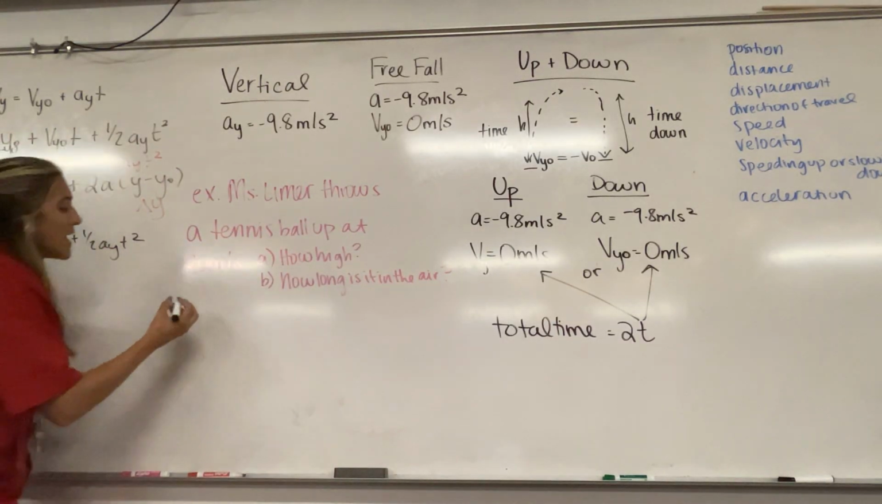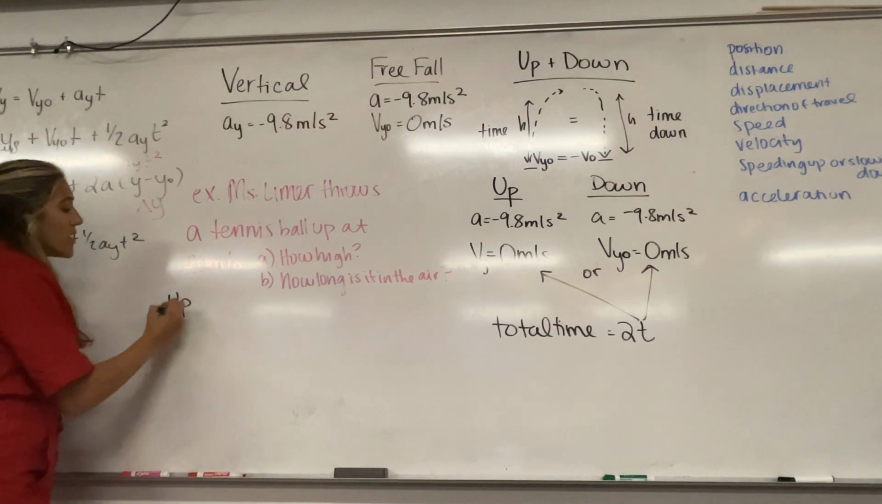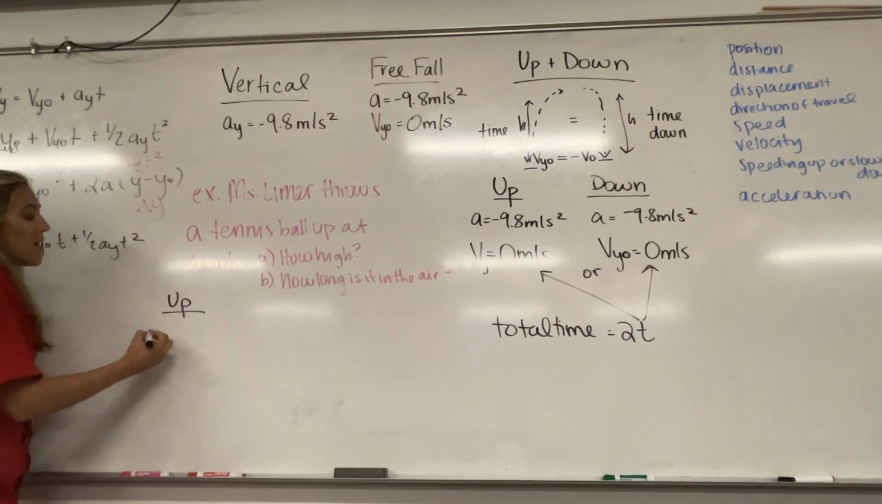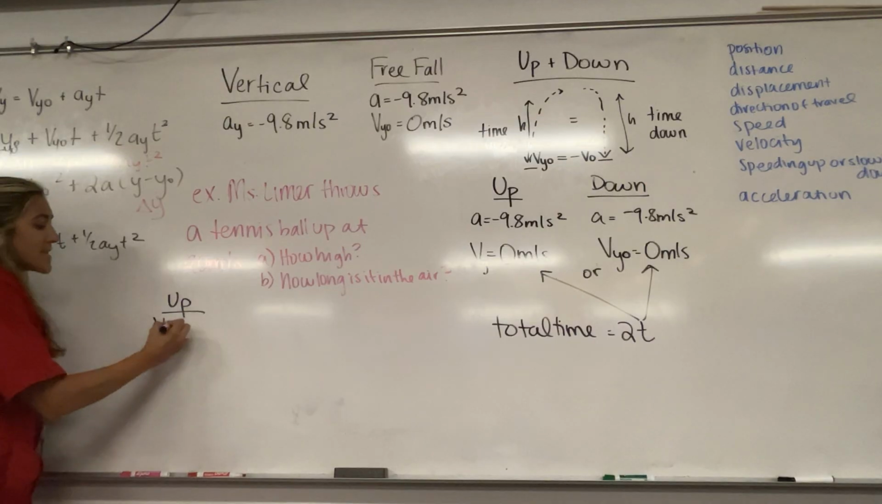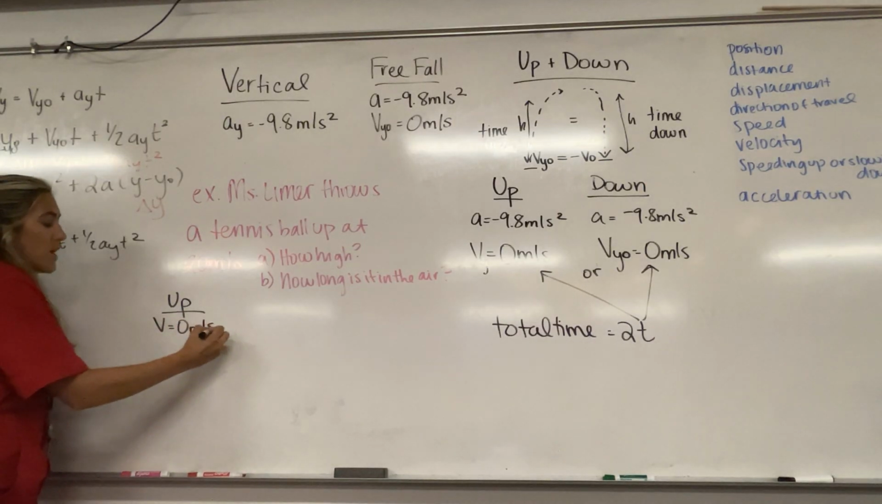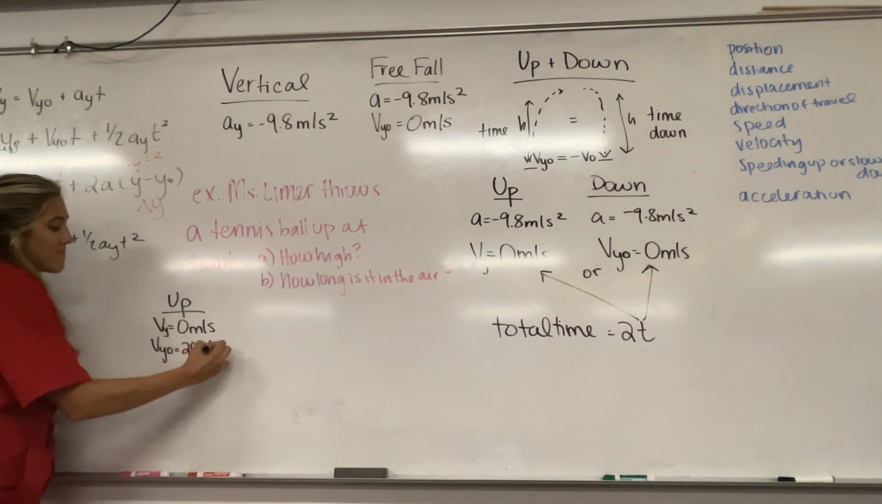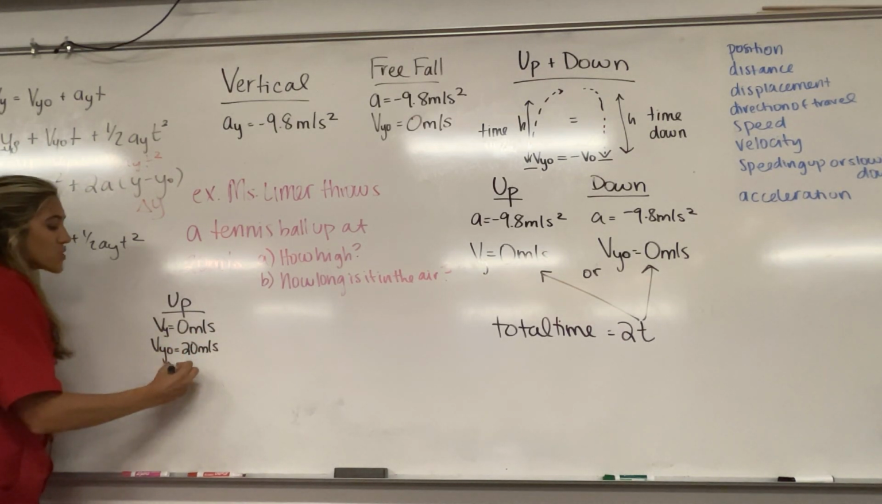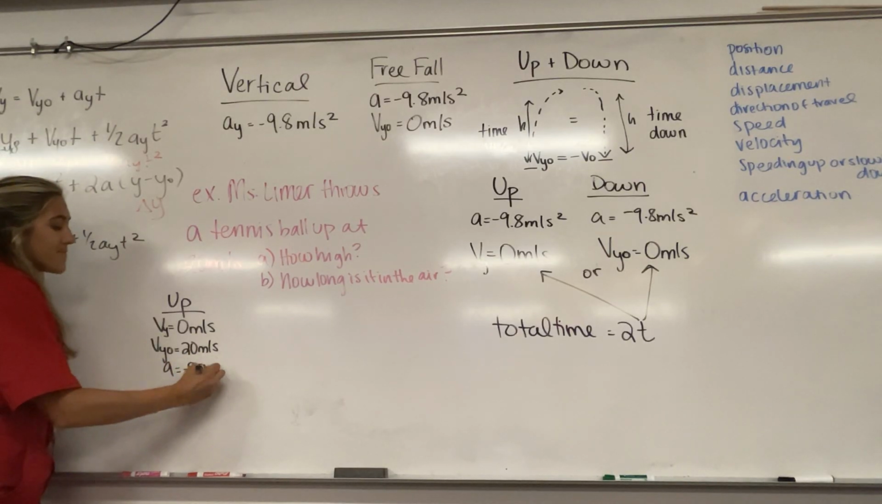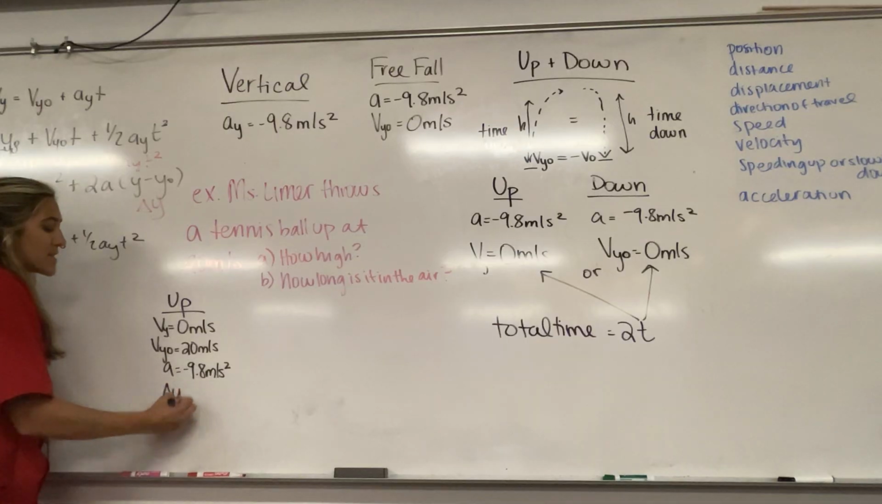So, for example, if I write out the information I know in the up direction, I know that my final velocity is 0. My initial velocity is 20. My acceleration is negative 9.8. And I'm looking for displacement.